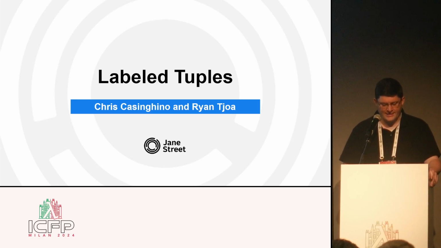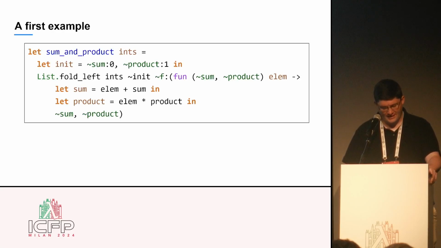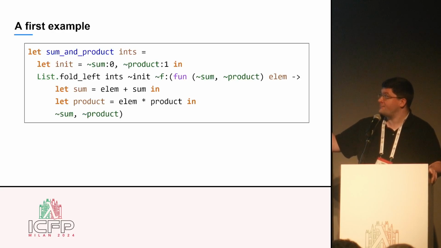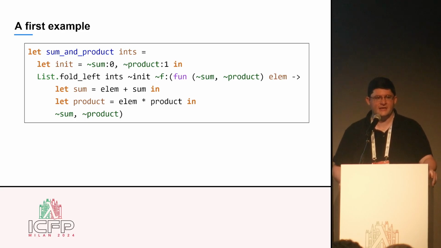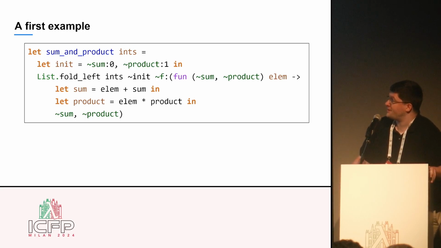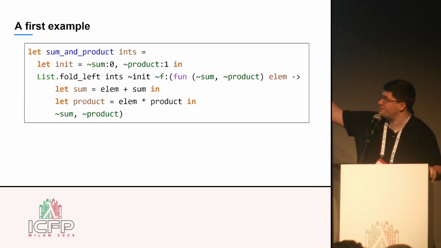Okay, labeled tuples. So let me start by explaining what this is. It is what it sounds like, but I'll show you a few examples to get started. This is a function that computes the sum and product of a list of integers. It does that by folding over the list and accumulating a pair containing the sum and product. There's nothing that surprising here except there's labels on the tuple. So we define the initial value using a tuple that has labels on the two fields indicating which one is the sum and which one is the product.